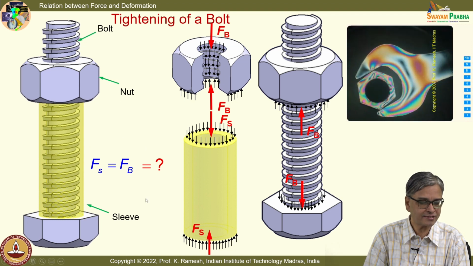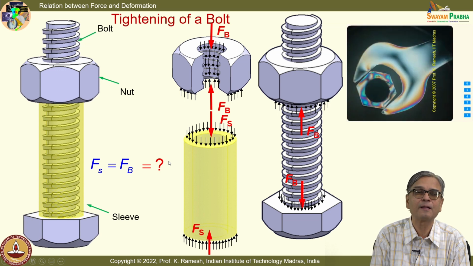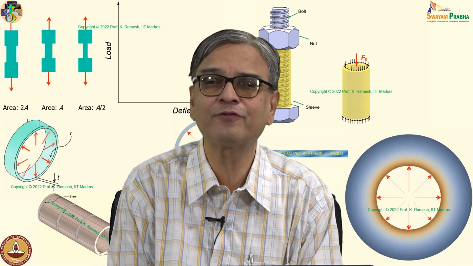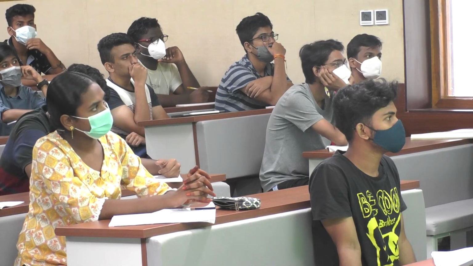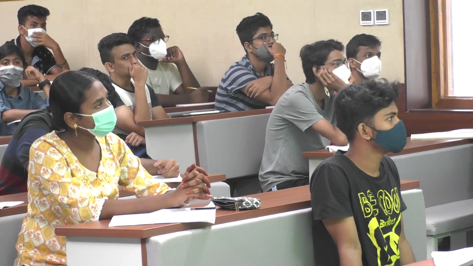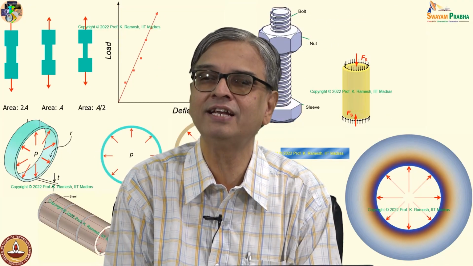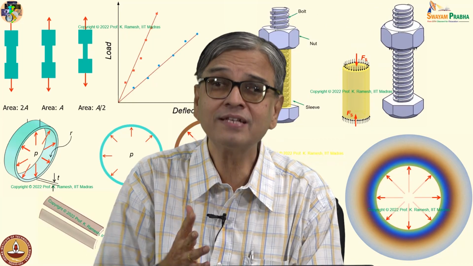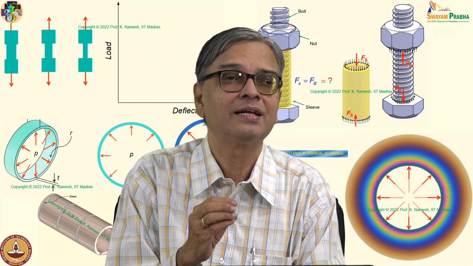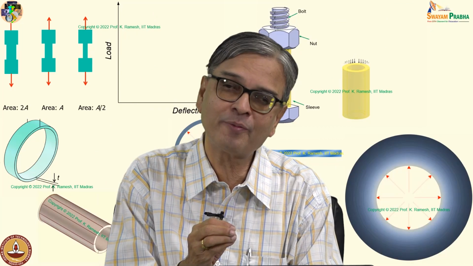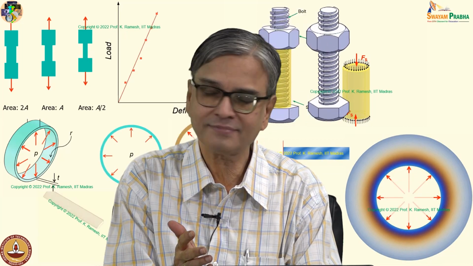Now, the question is, you have done one full course on rigid body mechanics. Can you find out what is the force acting on the sleeve as well as the bolt? This is part of your tutorial problem. I am giving you hints. So, obviously, a simple day-to-day problem, unless you bring in the deformation into the picture, you cannot proceed further. Is the idea clear?